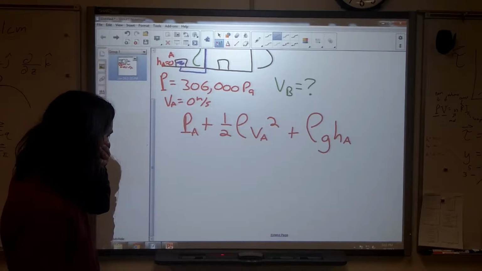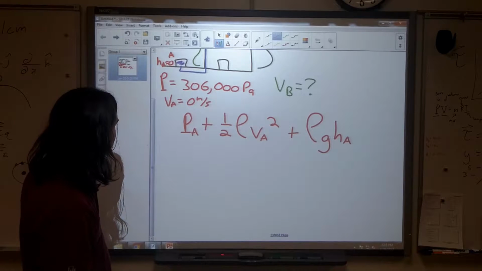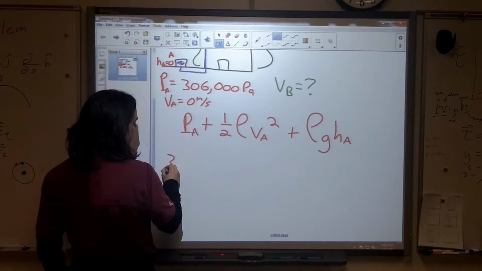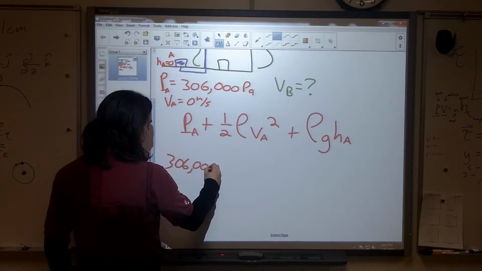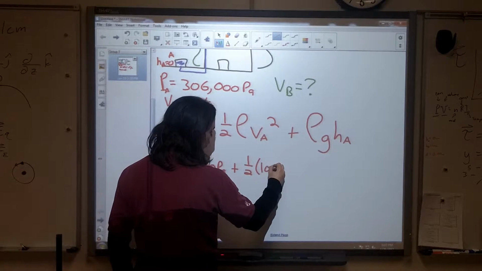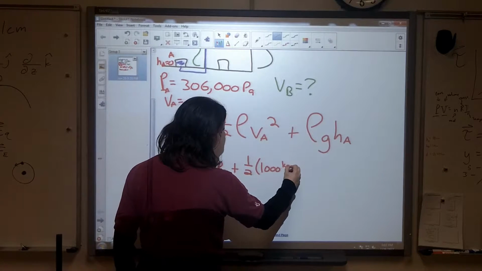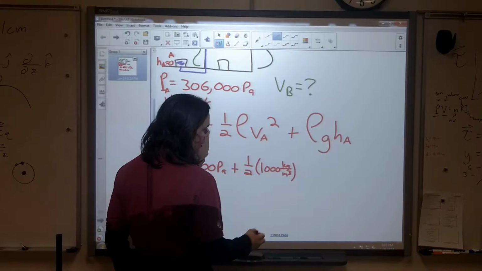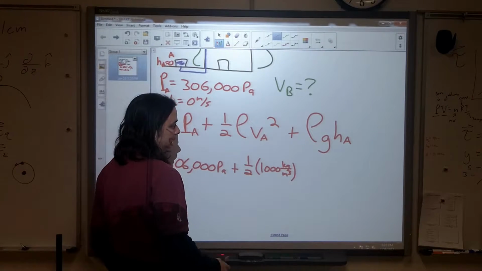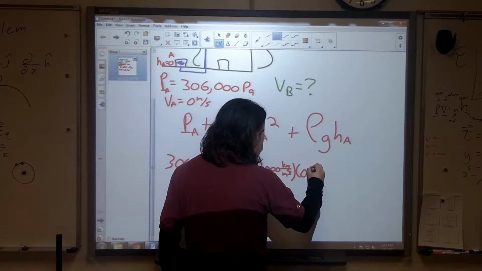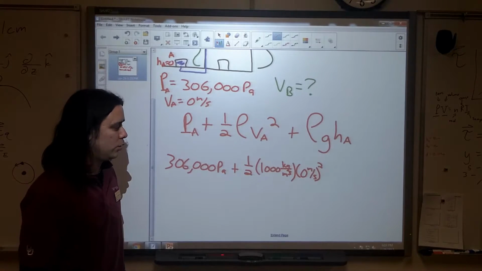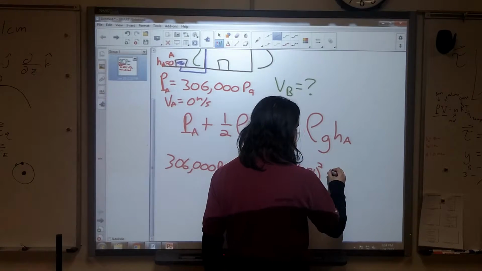All right. Let's see. Well, we know the pressure at A was 306,000 pascals. Plus 1/2 rho, we're dealing with water, which is 1,000 kilograms per cubic meter. Not 1, it is technically 1 gram per cubic centimeter, but we want SI units. And our velocity at A, the water's not really doing a whole lot of moving. It's moving a little bit, but not a whole lot. So we're going to approximate that to be 0.